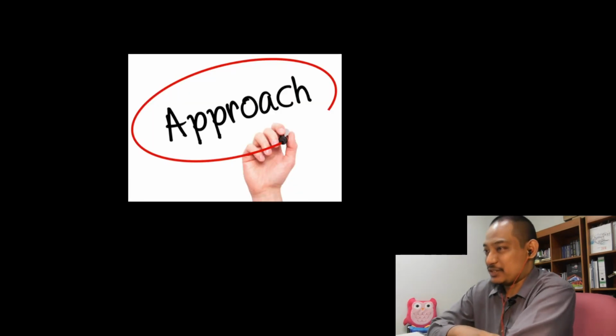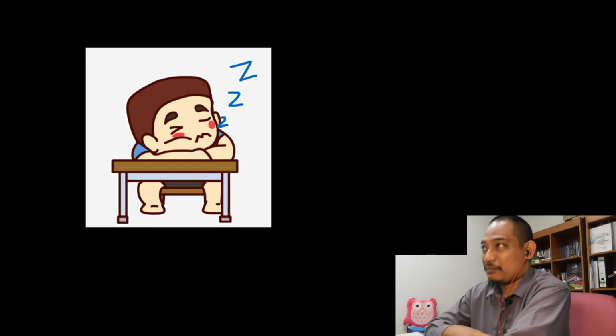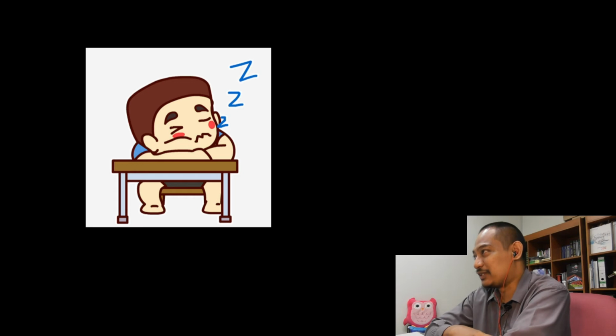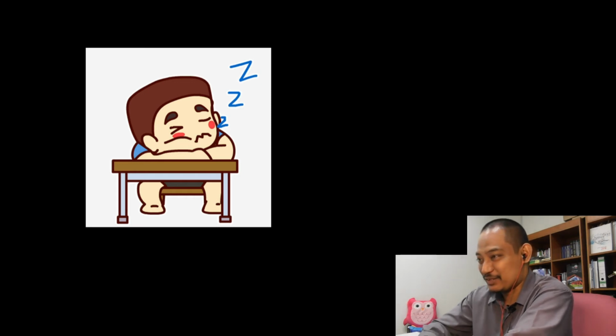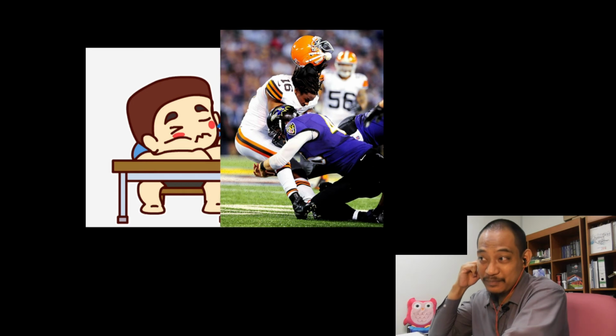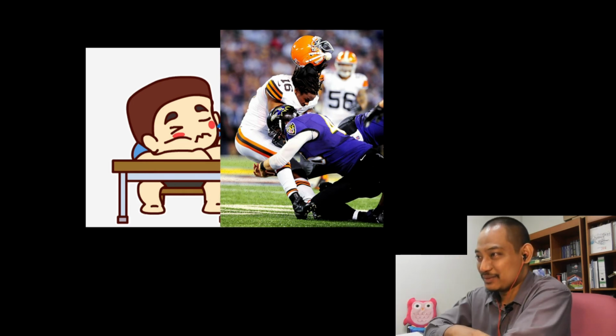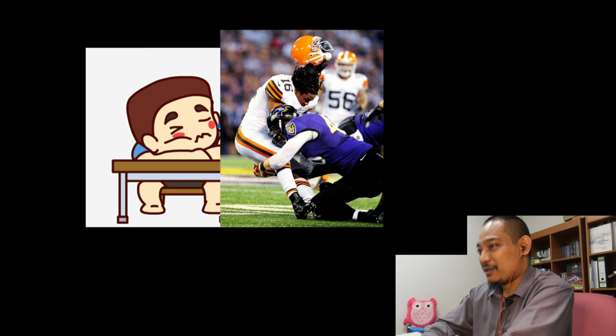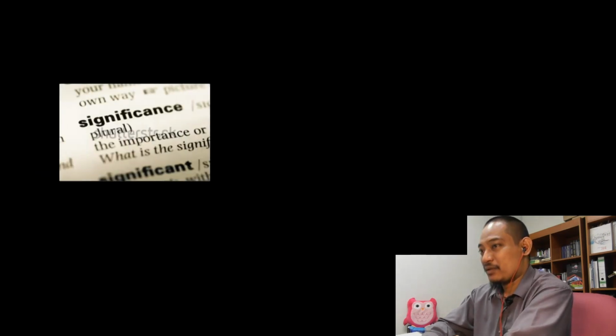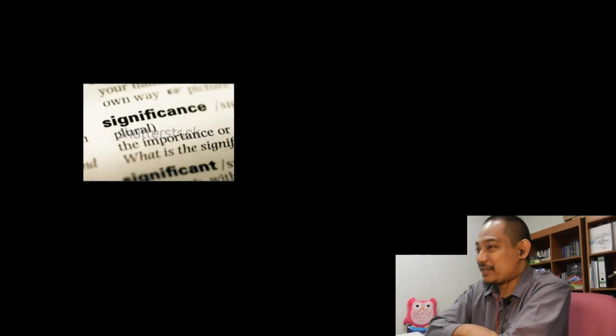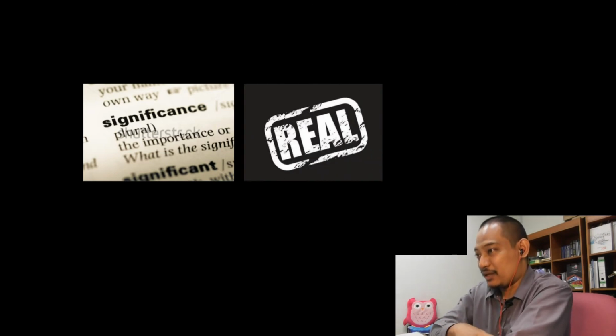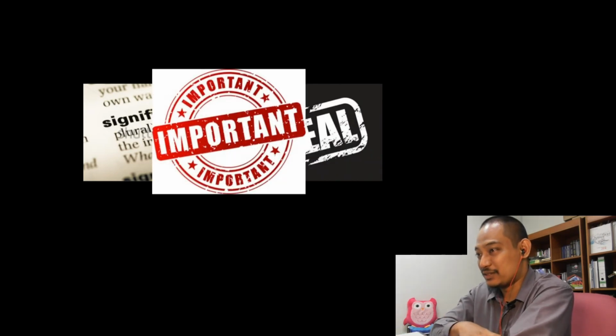Now, in terms of my approach, this is my hypothesis. In order to wake up a student that is sleeping, the only way that I know to really wake him up effectively is to tackle him hard until the helmet goes off like that, right? What I mean by this is the implication is significant and it is actually real. Then you will see that this is important. I'm not sure if you get this.